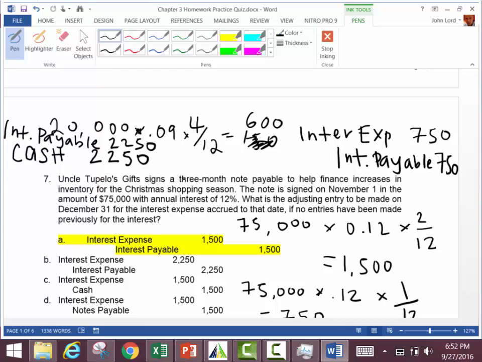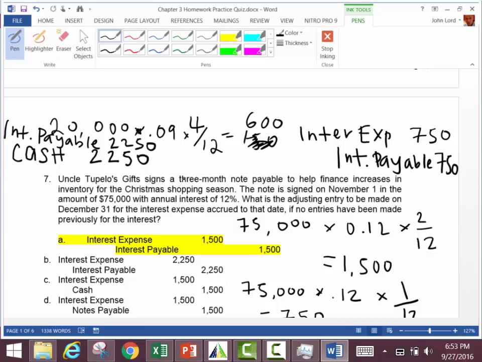We hit the interest expense for $1,500 for year one. That's the journal entry for $1,500. That was the answer to that question, right? And we credited interest payable for $1,500, right? What was the amount of interest payable at January 1st?